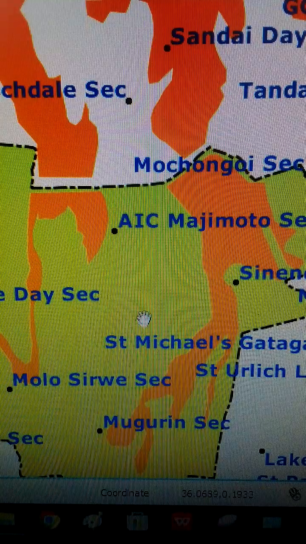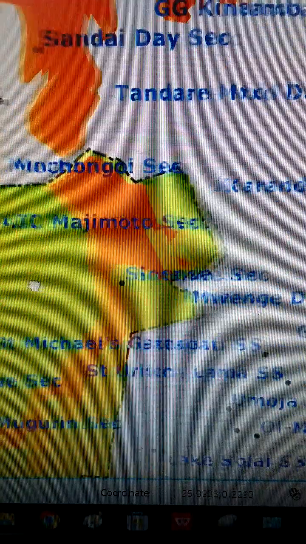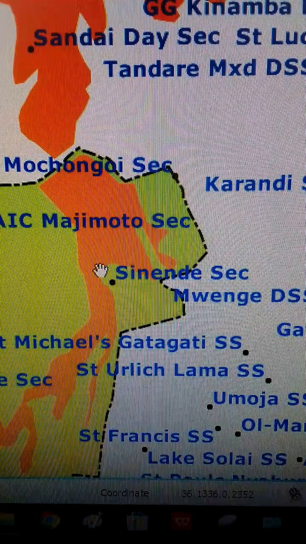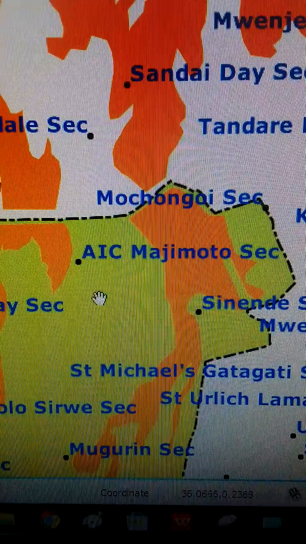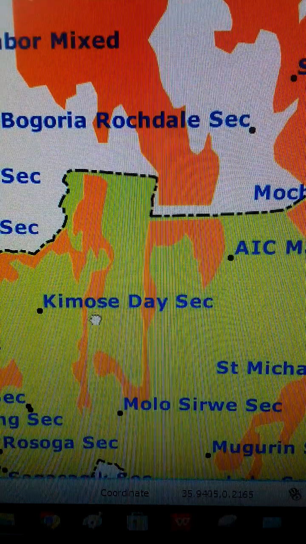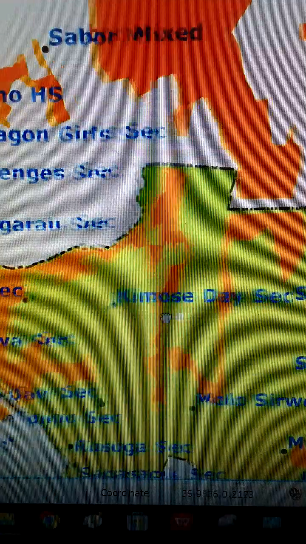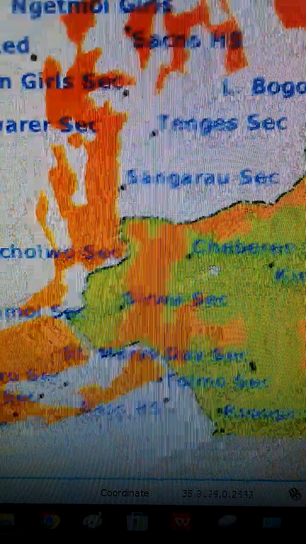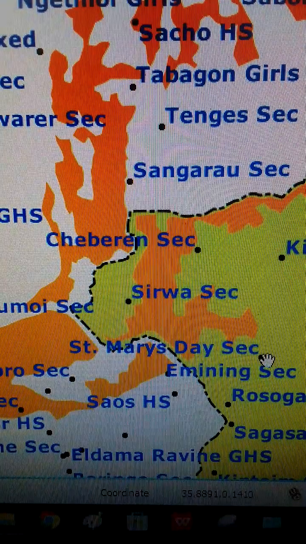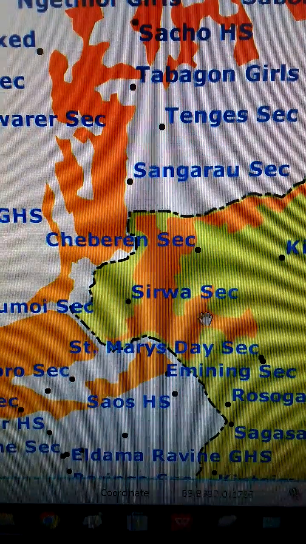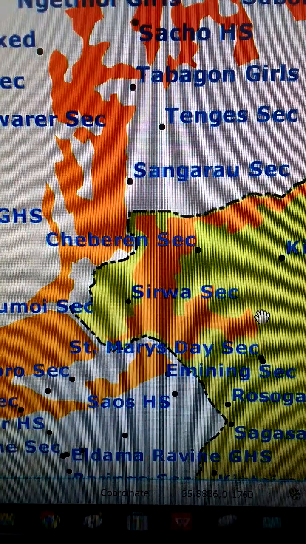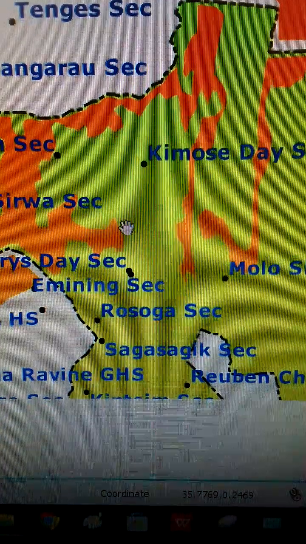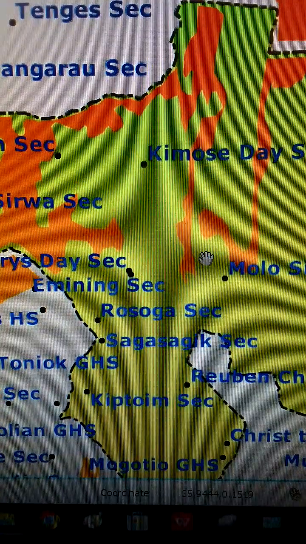Let me zoom out. So we come across the following schools. Sinende Secondary School around this area in the constituency. AIC Majimoto Secondary School. Let's go to the west. We have Kimose Day Secondary School. And then what else? Cheberen Secondary School. Sirwa Secondary School. We have seen St. Mary's Day Secondary School. So those are the schools that we have in that constituency of Mogotio, and where they are located.